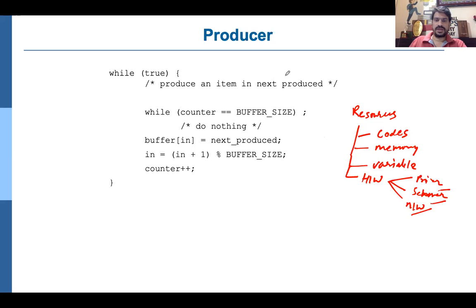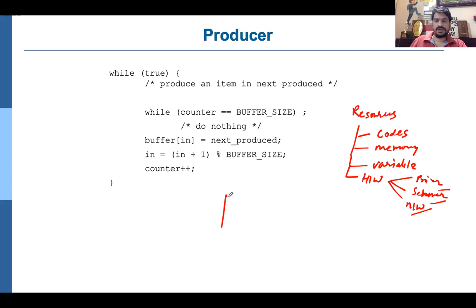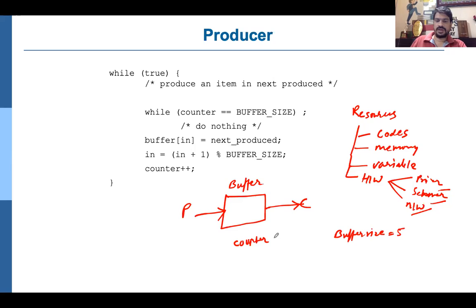So let's assume that we have a producer which is always producing the data, and we have a consumer which is always consuming the data, and they will have a shared resource which is a buffer. So in between the producer and consumer process, we have a buffer, and the responsibility of the producer is to produce whatever it wants to produce and put it into the buffer, and the consumer will take that data. So here we have a counter. Counter will tell us how much data we have. So it depends upon the buffer size. So let's say the buffer size is, let's say, 5.